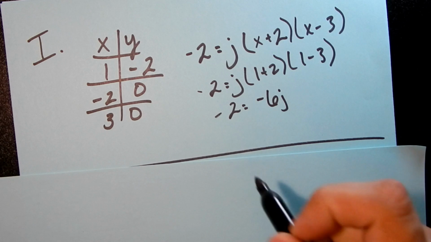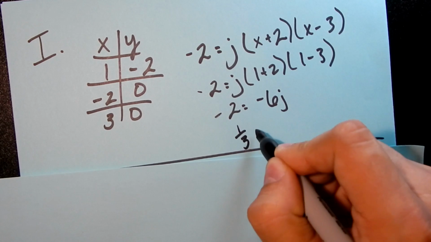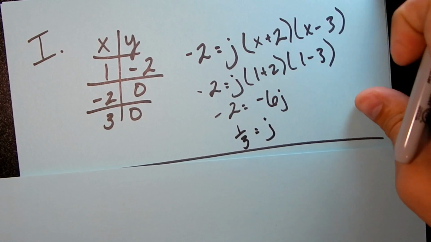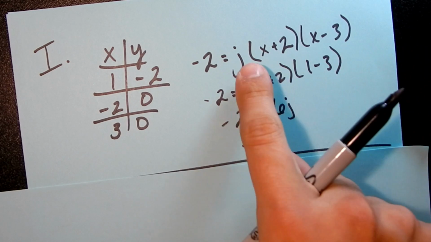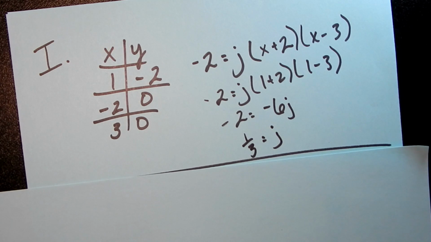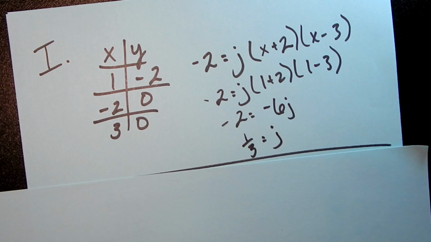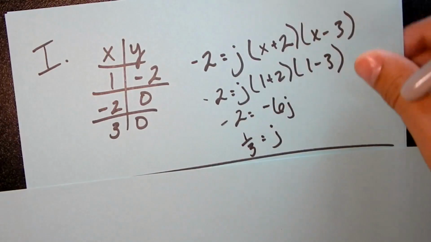We can solve for j. -2 divided by -6, that's going to be a positive. We'll reduce the fraction, 1/3, and that's equal to j. Now, what happens here is this is our first polynomial that we're going to combine with the other 2 that we're going to find. So it's going to be 1/3 times this times that, plus some other number times some other factor times some other factor, and so on and so on. And then what we end up with is a really gigantic, horrible looking polynomial that will then simplify down into something a bit more manageable. So that's the first part.